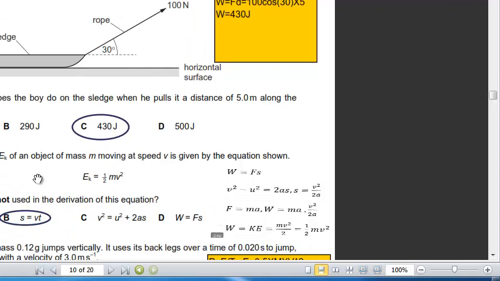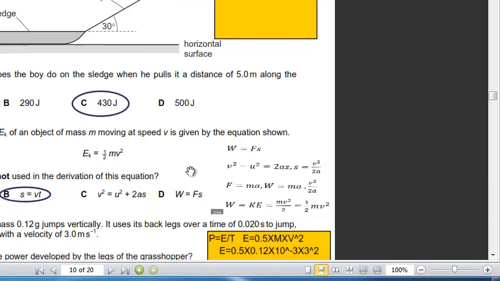Question number 18, the kinetic energy of an object of mass m moving at speed v is given by the equation shown. Kinetic energy is half m v squared. Which equation is not used in the derivation of this equation? So you have to just know that the derivation of half m v squared starts from W equals to F s, s is the displacement.